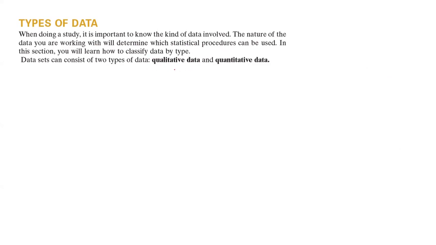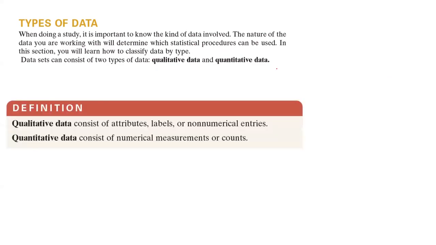So in our class, we're going to use two types of data: qualitative data and quantitative data. We also have textual data that we're going to learn later. For qualitative data, it consists of attributes, labels, or non-numerical entries. For quantitative data, it consists of numerical measurements or counts.